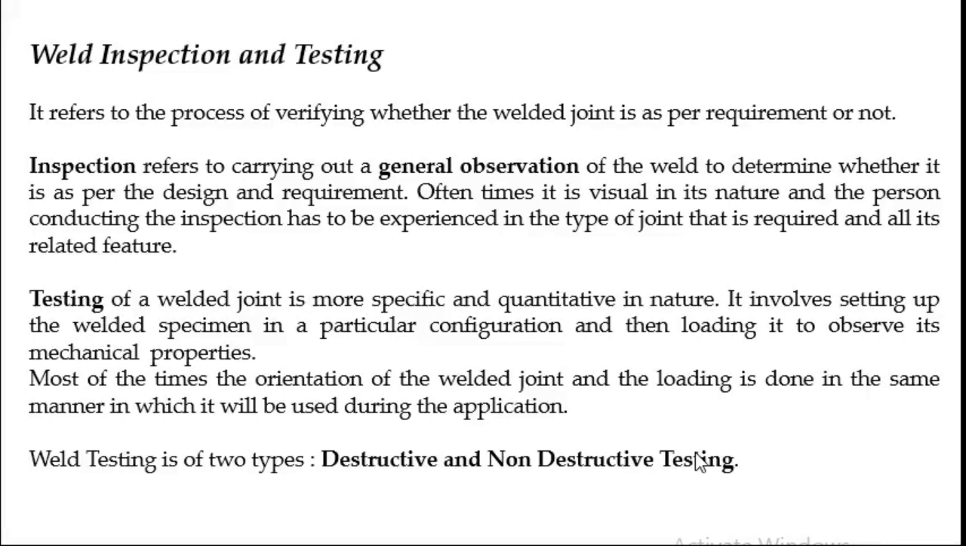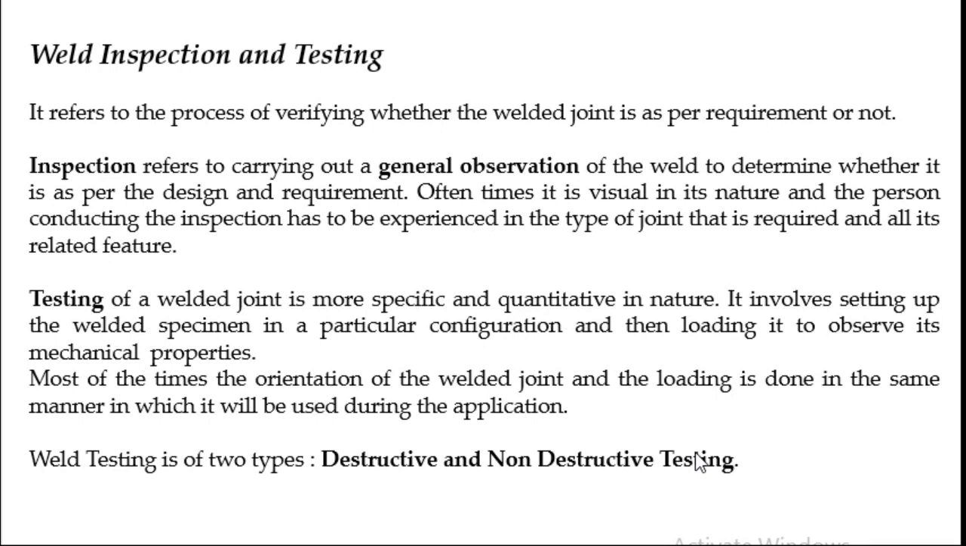So in the previous video we have seen what the different types of welding defects are, and we have discussed the difference between defects and discontinuities. Then we have seen different types of welding defects, what the causes of the defects are, and how we can address those causes. So today we'll talk about weld inspection and testing. It is a fairly simple topic.